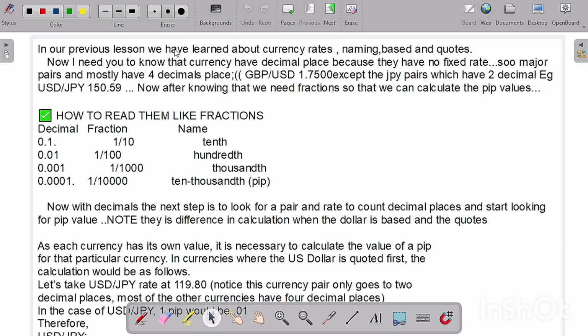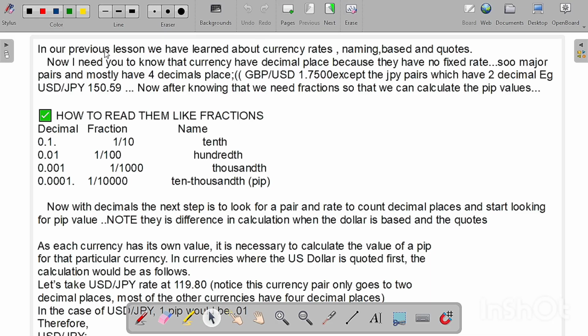In our previous lesson, we learned about currency rates, naming, and base currency and quote currency. We know the currency rates, that is the prices, and we know the naming, which is the three letters, of which two represent the country and the last one represents the name of the currency of that country. Now we know the base currency, which doesn't change its price, and the quote currency is the one that changes. The quote currency is the one buying the base currency, and when you sell the base currency, the quote currency is what you are going to get.